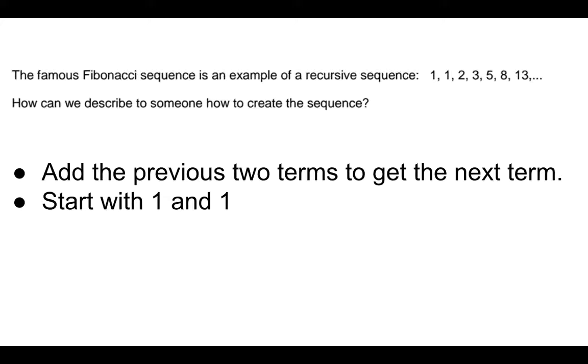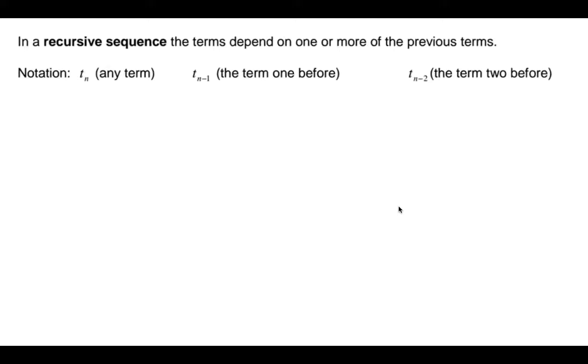And so here we're going to add. To get 2, we do 1 plus 1. To get 3, we do 1 plus 2. To get 5, we do 2 plus 3. But we have to have a starting point, because you could do the same pattern, but start with 3 and 3, or 5 and 10. So you have to have a starting point. So in general, in a recursive sequence, the terms depend on one or more of the previous terms.